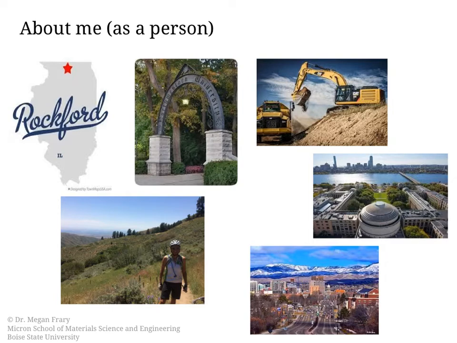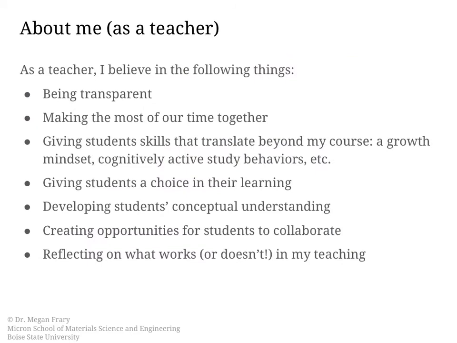Let me tell you a little bit about my background and my beliefs about teaching. In the many years that I've been teaching at Boise State, I've come to understand some important things about how teaching and learning work. And let me tell you about some of the things that I believe in. The first one is about being transparent. That means that I try to communicate very clearly about what it is that I expect you to do and why it is that I'm asking you to do that. Sort of, what's the value in it for you? What are the criteria for how you'll be evaluated, and so on.